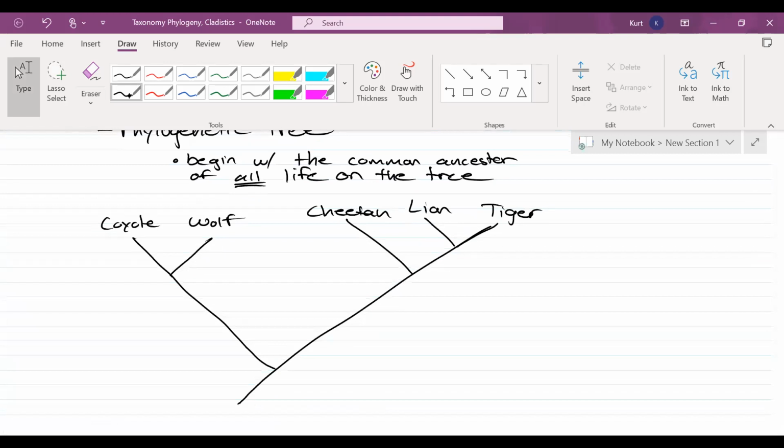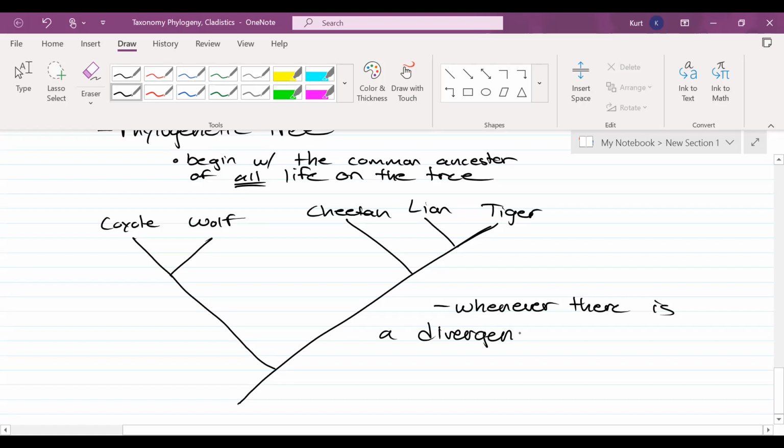Guys, whenever there is a divergence, or divergence is a split in the tree, that is going to equal a common ancestor.